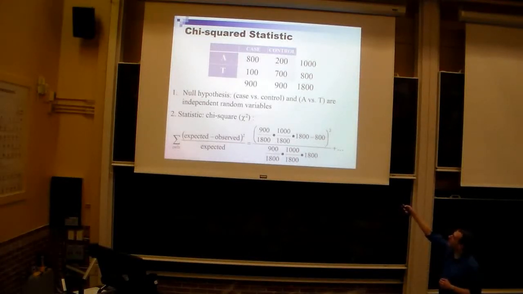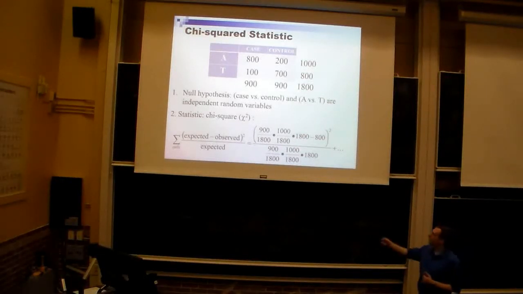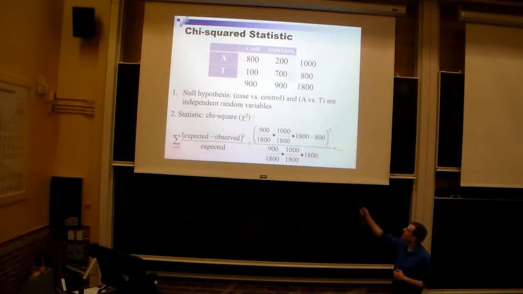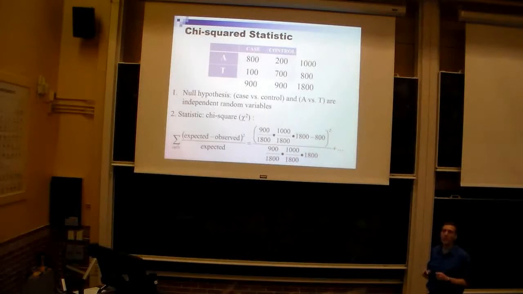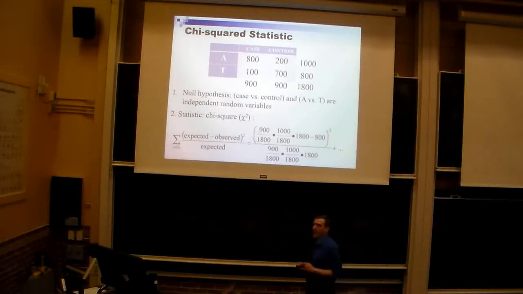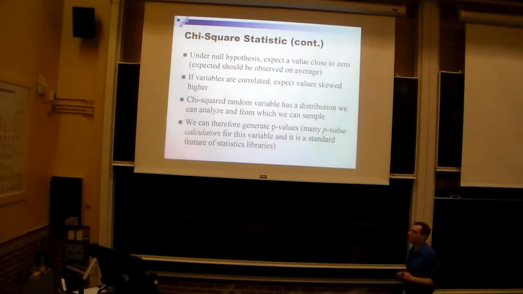So we could say with the upper right cell, we would ask what fraction of individuals are controls. That would be 900 over 1,800. What fraction of individuals have the A allele? That would be 1,000 over 1,800. Multiply that by 1,800. That is the expected number in this cell. We subtract 200, square that, divide it by 200. Then that gives us the next contribution, and likewise for the two cells corresponding to the T allele. Add those up, and that is our Chi-Squared score. So that's how you compute the Chi-Squared statistic.